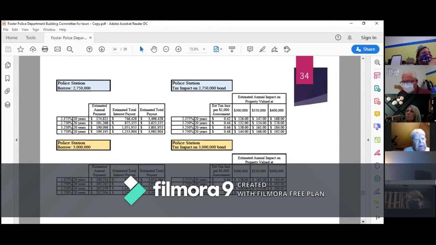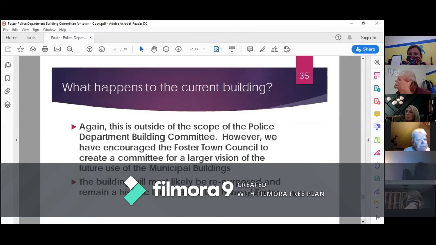So what happens to the current building, which has been a big concern, surprisingly enough? So again, it's outside of our scope, but we have encouraged the Foster Town Council to create a committee for a larger vision of the use of municipal buildings, which they basically have. I think the oversight committee is still kind of going, right? We believe that will probably be repurposed because it'll remain a historic landmark in the town. Possibly the library might move in there. We don't really know. I certainly don't speak for them, but it'll be reused for something else.